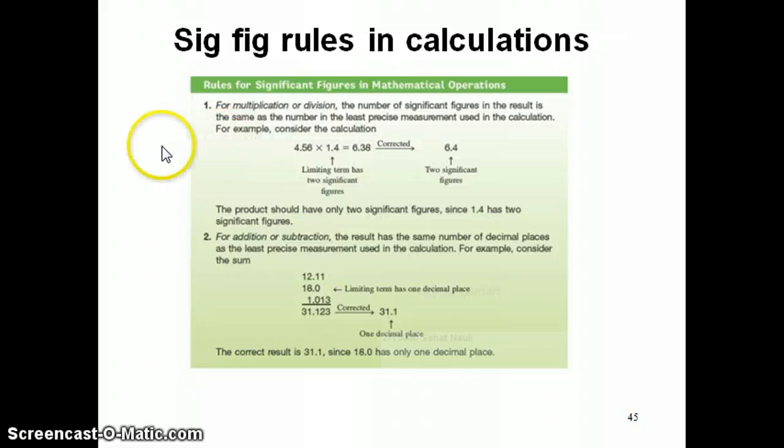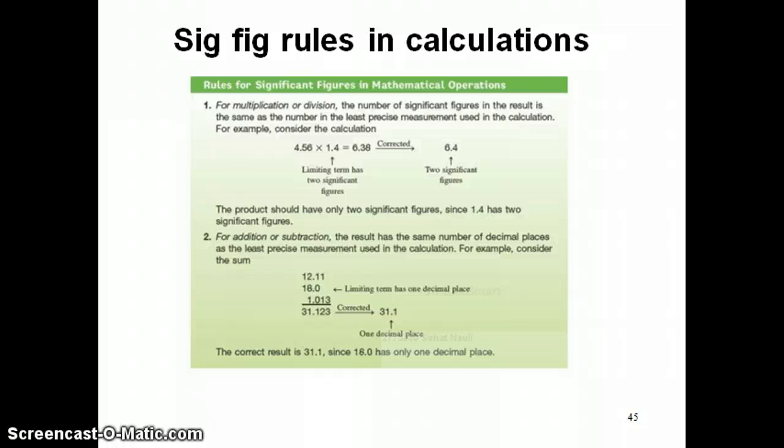In calculations, you just have to remember that for multiplication and division, you keep track of the least number of significant figures. That's what your final answer should be. Whereas for addition and subtraction, you keep track of the number of decimals you have, and your answer should be limited by the least number of decimals.